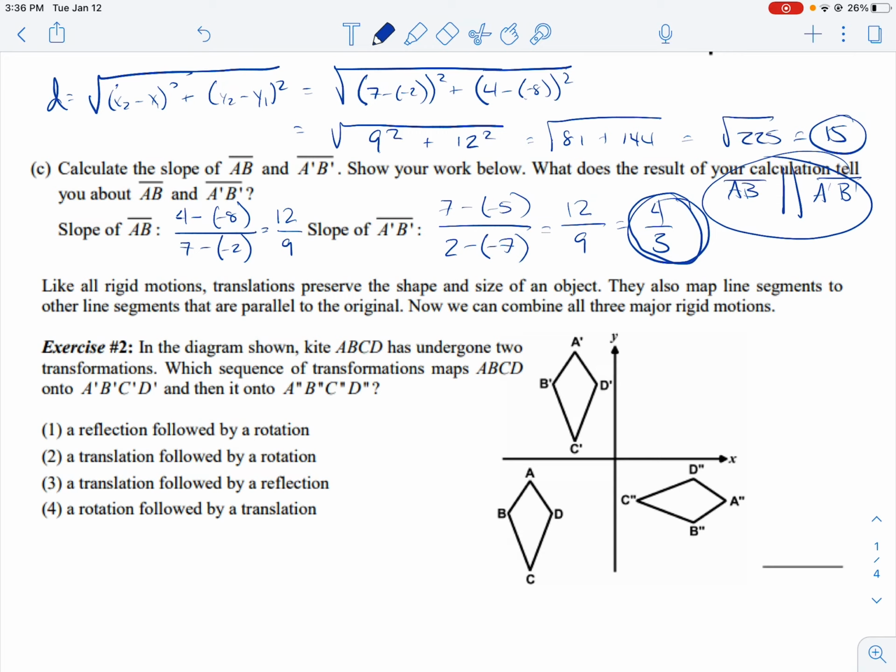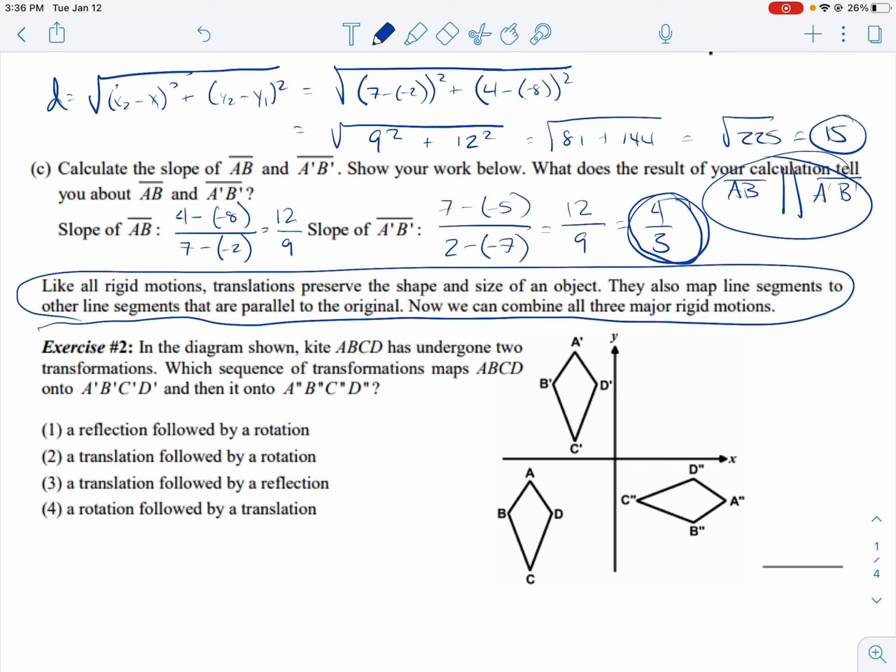Now we can combine all three rigid motions, okay? So what are they saying there? Well, what that means is that when we're talking about transformations, we typically don't just do one transformation, right? There's usually a couple involved, okay? So example 2, or exercise 2, would be an example of that, right? Where we're undergoing 2 transformations, okay? And so that is why I saved this lesson for last, because it kind of ties in all 3 of these concepts, okay? So in exercise 2, in the diagram shown, kite ABC has undergone 2 transformations, right?